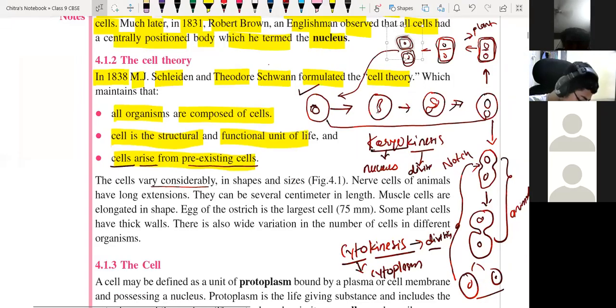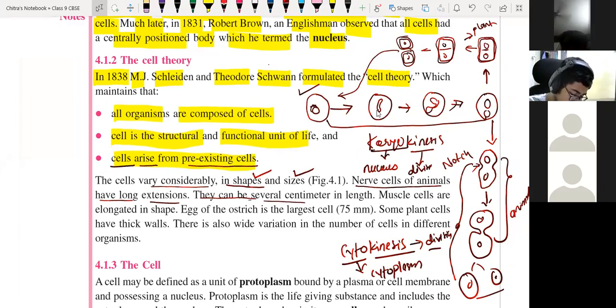So the cell varies considerably in shape. There are different types of cells, and they differ in their shape, size, and length also, because we know the nerve cell is the longest cell of the animal body. It is about a meter long. They can be several centimeters in length. Muscle cells are elongated in shape, meaning they are long and fiber-like.